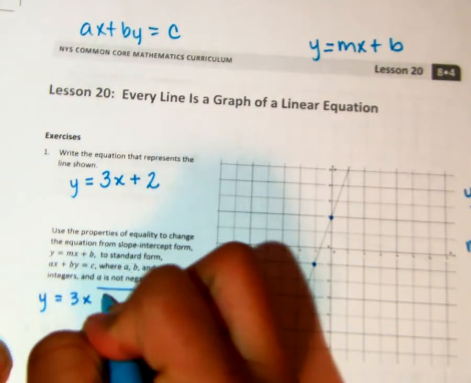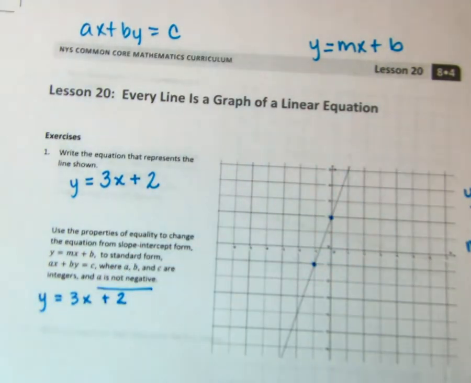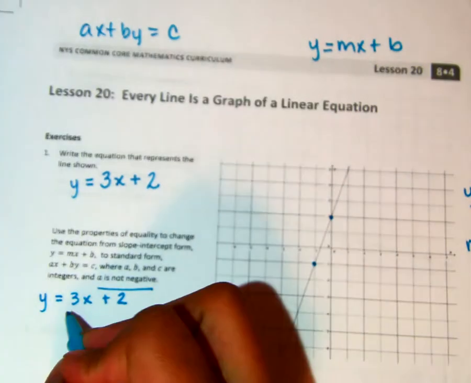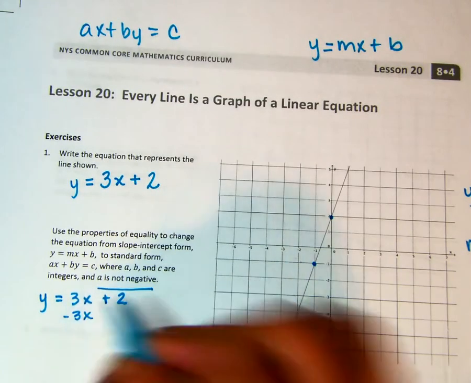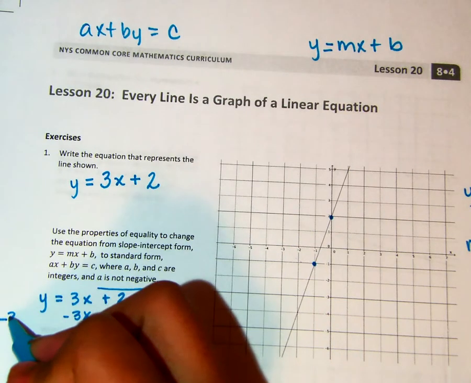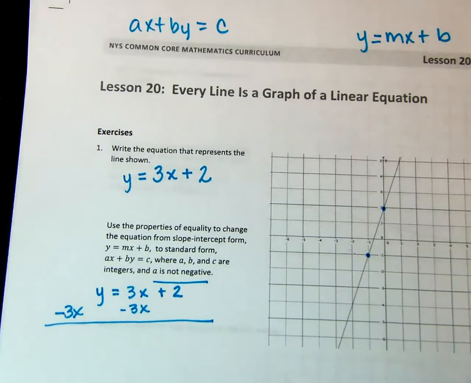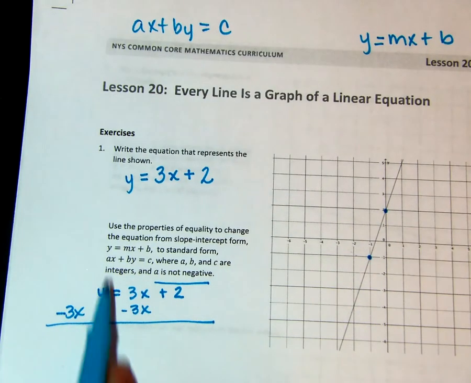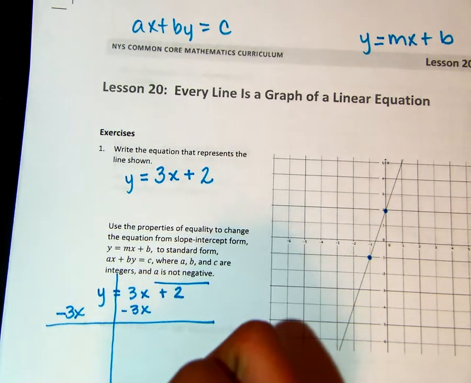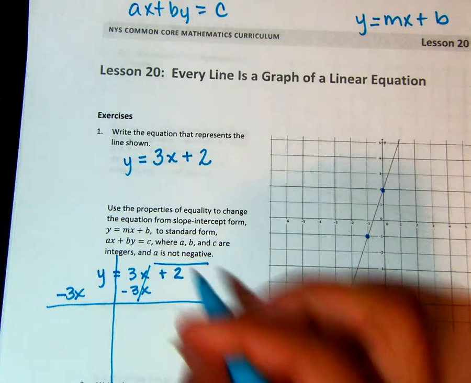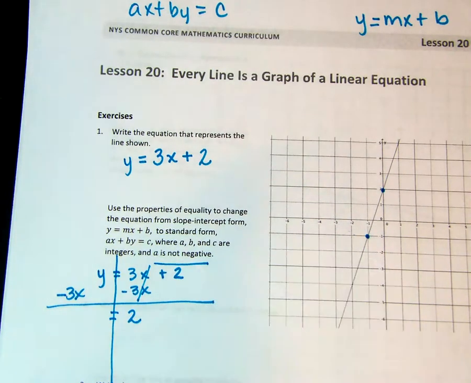Y equals 3x plus 2. And I want to move my x term first. So I'm actually going to subtract 3x from the right. And I'm going to subtract 3x from the left. Notice when I'm subtracting 3x from the left, I'm not putting it directly under the y because they are not like terms. And I'll draw my little divider down the middle so you can see me keeping track of my work. Cool, so 3x minus 3x cancels out, and I'm left with just 2 on the right.